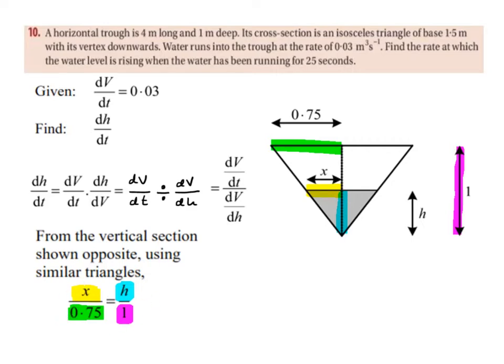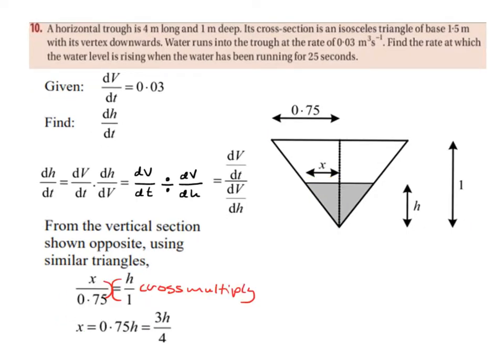So now we have set up our equation, we can solve. So we cross multiply, so x times 1 is x, and 0.75 times h is 0.75h, and 0.75h is the same thing as 3/4 h, or 3h over 4. So x is equal to 3h over 4.